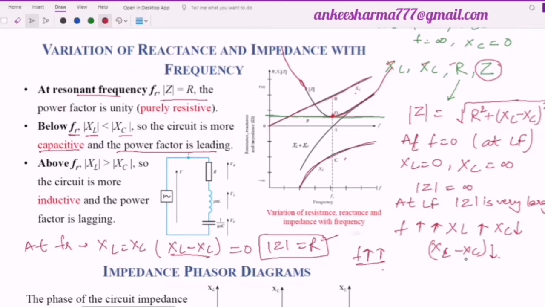Third case is when we are moving after the resonant frequency, or the frequency is greater than FR, then XL will be greater than XC. Now the circuit is more inductive, and in the case of inductive circuits, as I have already studied, the power factor is lagging, right? Or in the pure inductor circuit, the phase difference is equal to 90 degree, right? So these are the curves of the reactance and impedances with the frequency.